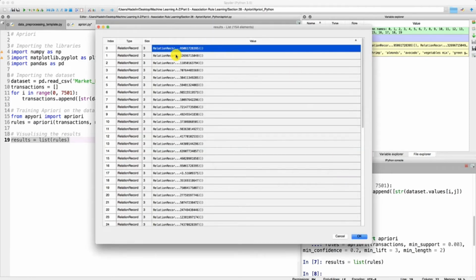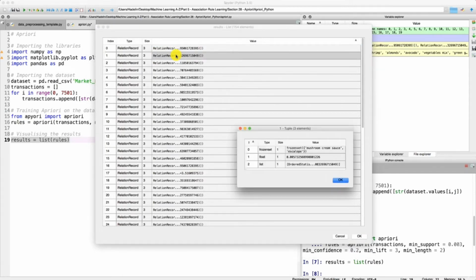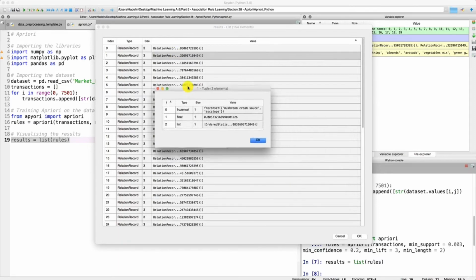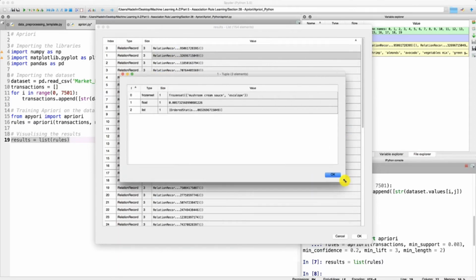All right, and now let's have a look at the second most relevant rule. All right, so it's this one. I just double click on the value here. Let's see what it is. It's if French people buy mushroom cream sauce, then they're likely to buy escalope. All right, so the support of this set of items is 0.0057. That is that 0.5% of the transactions contain mushroom cream sauce and escalope.